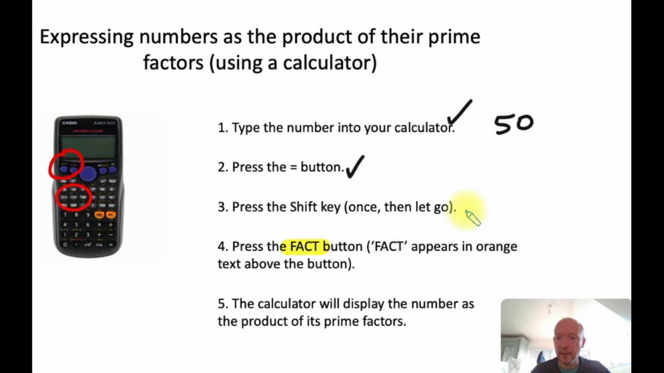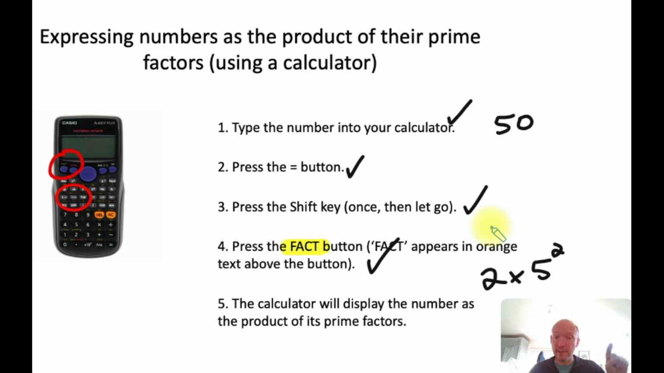So you press the shift key, you let go. Then you press the fact button on the calculator. And then what you should find now is the calculator is displaying the answer, which we said before was 2 times 5 squared. So that's what we do each time. We type the number, we hit equals, shift key once, then the fact button, and straight away it should just display that answer as the product of its prime factors.